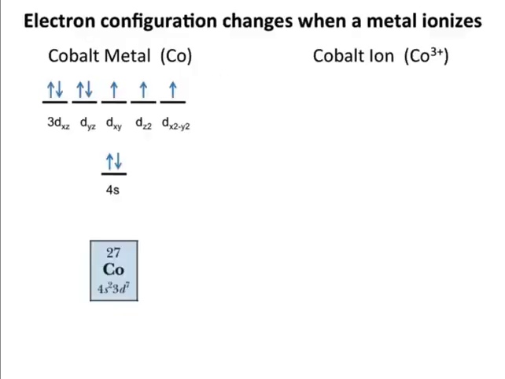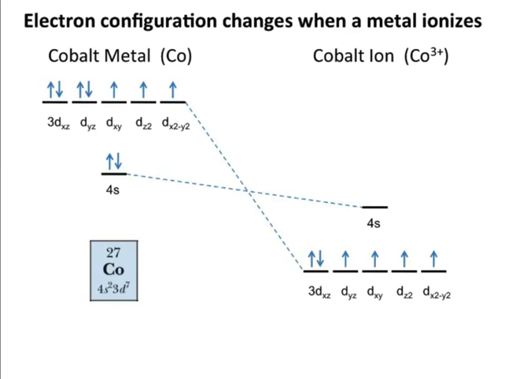Okay, now metal ions. Here's cobalt, somewhat randomly chosen as my example. If you look at the metal, you fill the 4s first because it's lower in energy, and then you put the rest of the electrons into the 3d. Now when you make the cobalt ion, the d subshell is now lower than the s. So as you fill from bottom to top, you're going to fill the d first, and then the s will remain unfilled. This is true for any transition metal ion: you fill the d, and you pretty much never fill the s.